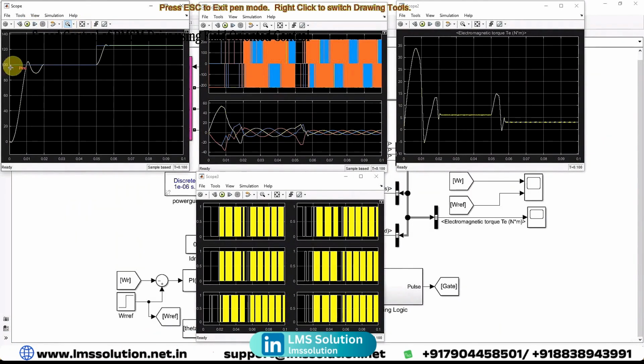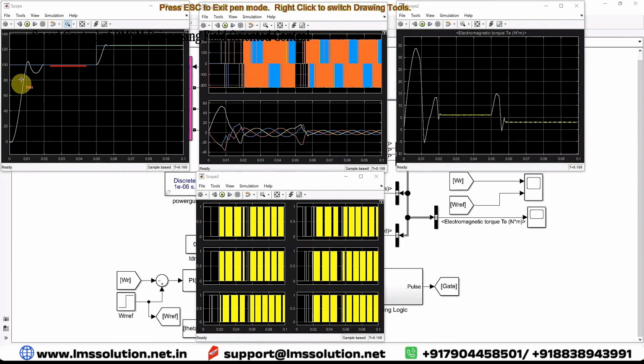Now we can see that the speed command is initially fixed at 100 radian per second. The actual speed reaches it at nearly 0.02 seconds, so it is maintained around 100 radian per second. We track the reference speed command after 0.02 seconds. At the time of 0.05 seconds, the speed command changed from 100 to 125. Because of that, the actual speed of the PMSM also changes from this point to this point, and then reaches here around 0.06 seconds. It also tracks the PMSM speed with the reference speed command.